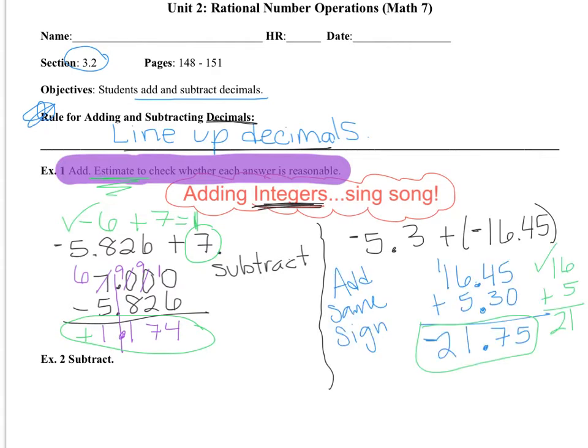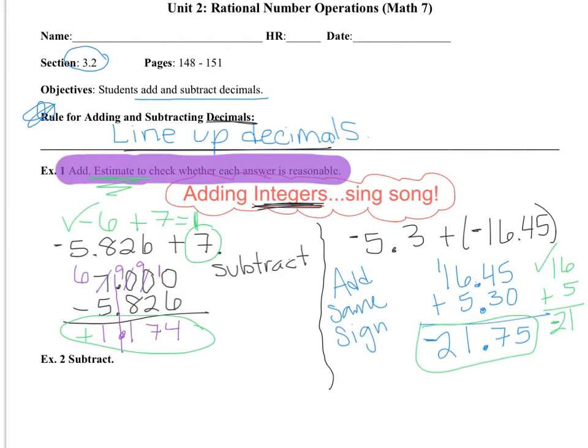How did you do? This is what my workspace looked like. So I have a -21 and 75 hundredths as my final answer, and then when I estimated off to the side, I got -21. So pretty close, and I'm happy with that answer.